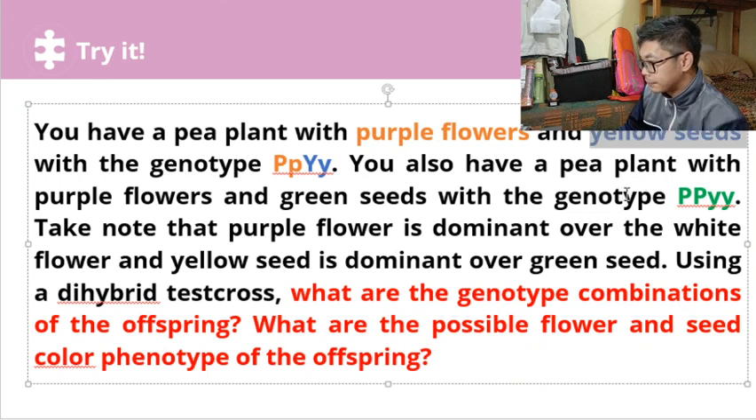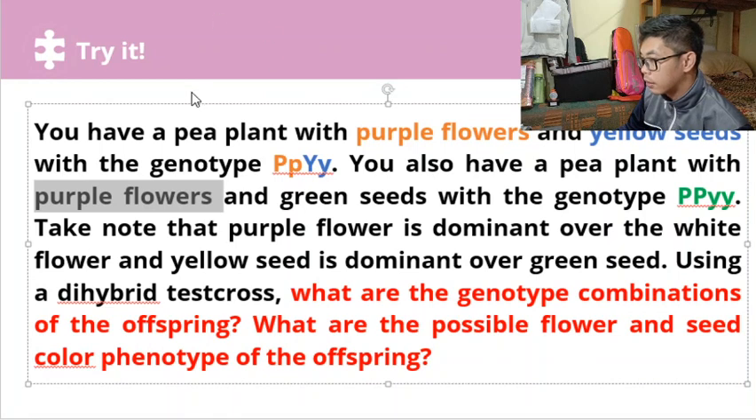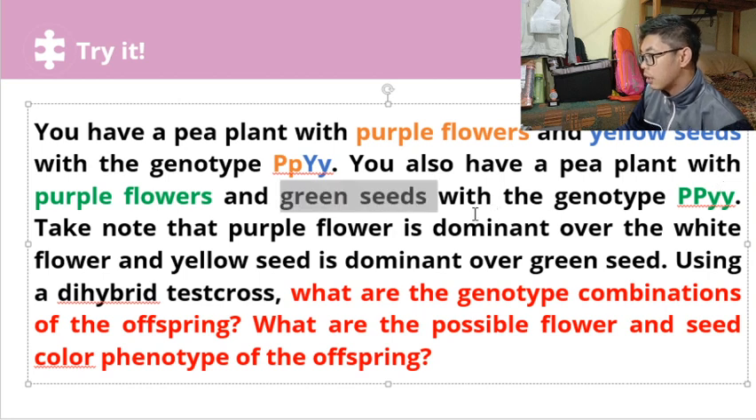Alright? Tapos, sabi naman sa second flower, you also have a pea plant with a purple flower, purple ulit, which then is represented by your capital P and capital P. So, purple pa rin yun. Tapos, green seed. Kasi nga, dominant si yellow, which is your capital Y. So, therefore, ang maliit na y, dalawa, is actually your green seed. Ano mong magandang kulay dito?